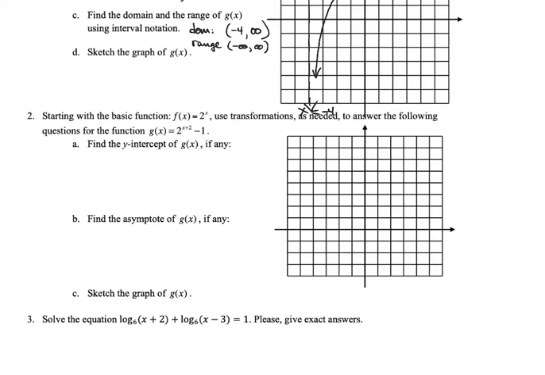So there's your horizontal. Well, we're doing part B first. The horizontal asymptote is the line y equals -1. That's part B. Sorry, I went out of order there. Let's do part A. Find the y-intercept. Well, we let x equal 0, so 0 plus 2 is 2. 2 squared is 4. 4 minus 1 is 3. So the y-intercept is 3.